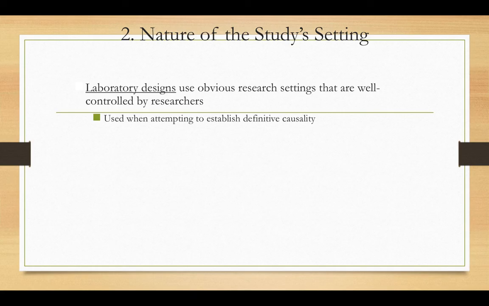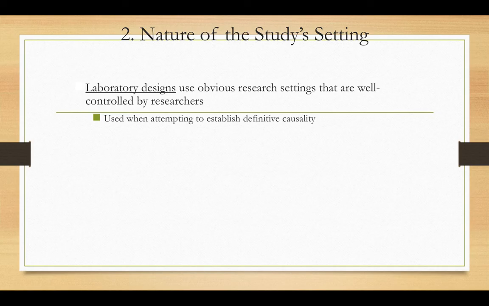And not something that people are going to look at and be like, what? This is junk. This is completely riddled with mistakes and riddled with flaws in their research design. But rather, we have a very well-controlled situation. And laboratory designs allow us to be able to do that. Now, laboratory designs are going to be very, very important for us whenever we're trying to establish definitive causality.